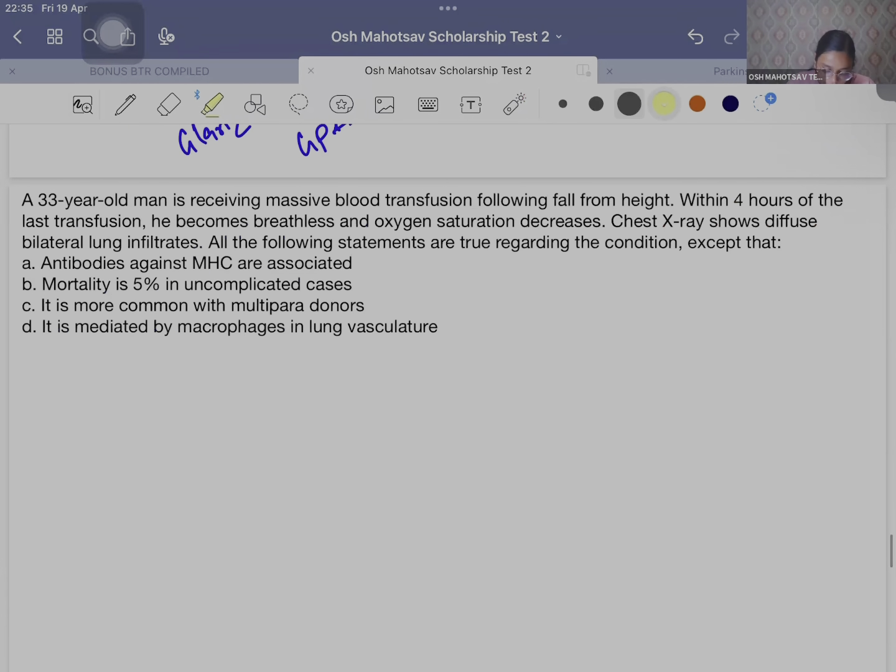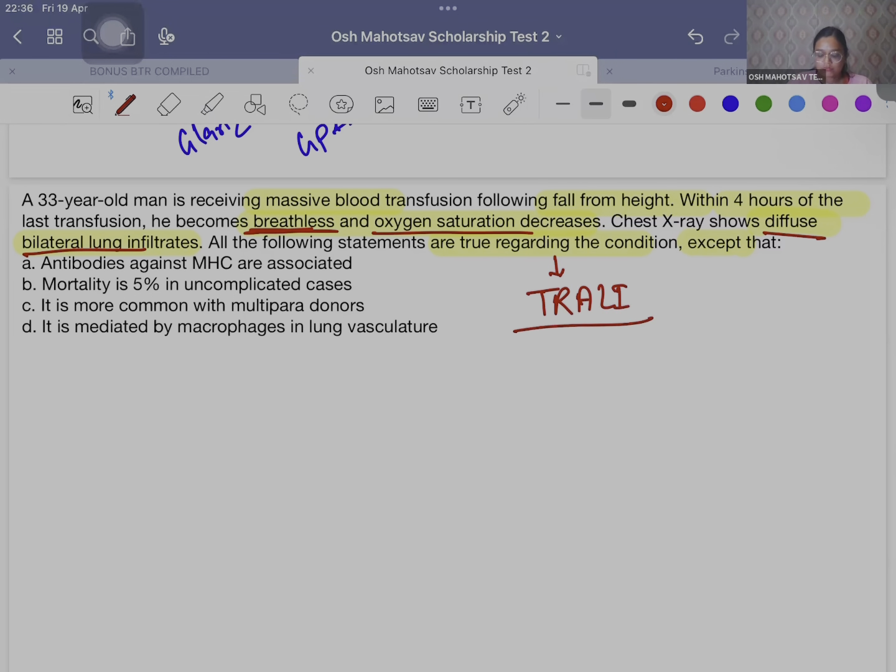Next is a 33-year-old man receiving massive blood transfusion after falling from a height. Within 4 hours of the last transfusion, he became breathless, oxygen saturation is decreasing, with diffuse bilateral lung infiltration. True regarding, except. This mentions breathlessness, hypoxemia, and diffuse bilateral infiltrates. The diagnosis is transfusion related acute lung injury, TRALI. In TRALI, JVP will be normal. Transfusion related lung injury is mainly associated with HLA antibodies, so this option is also correct.